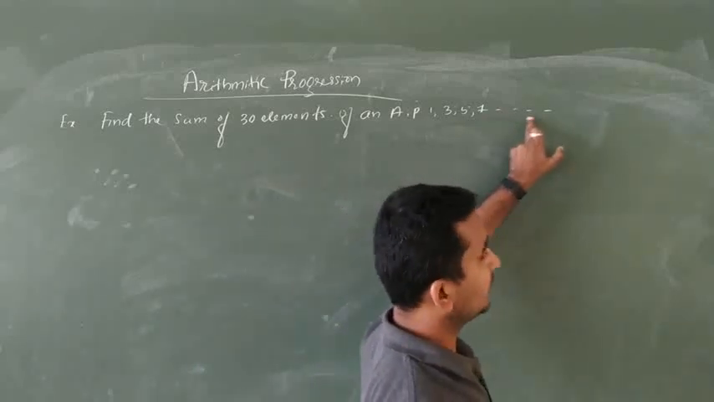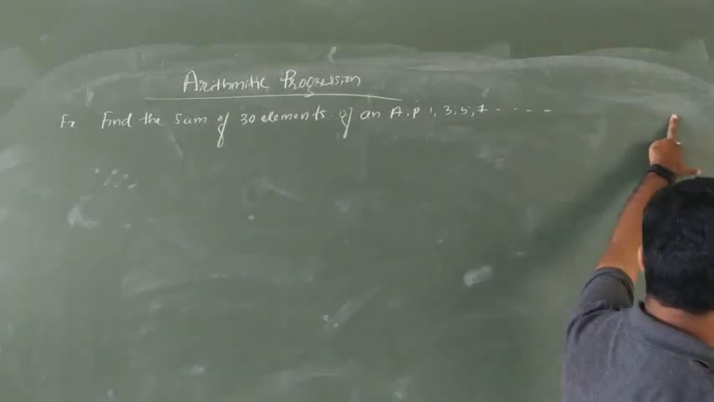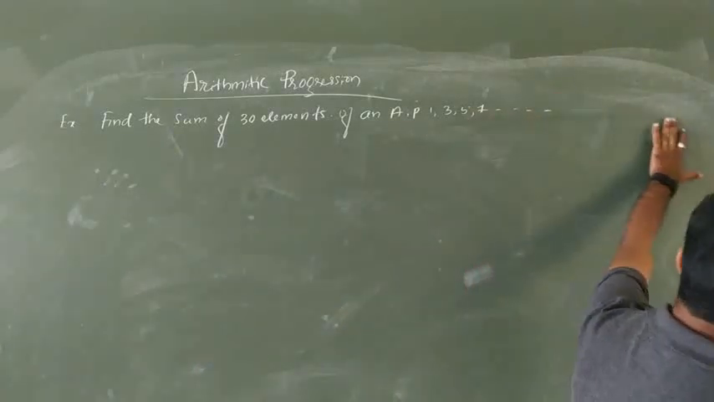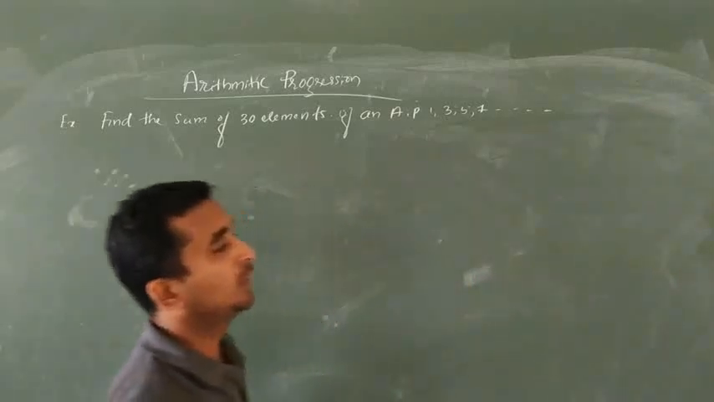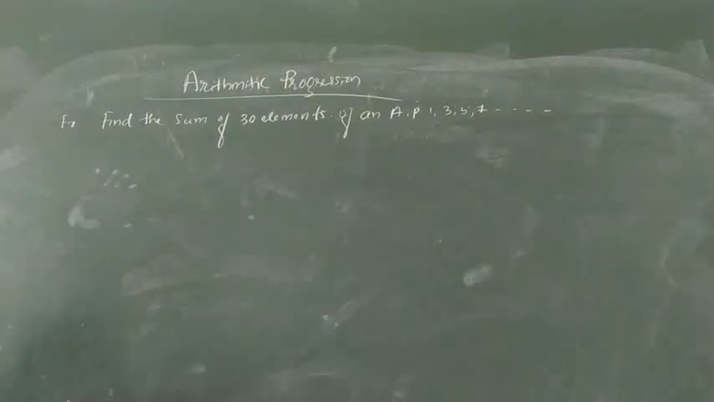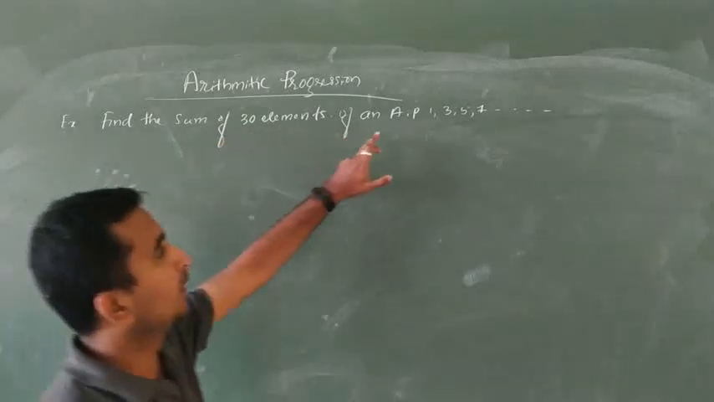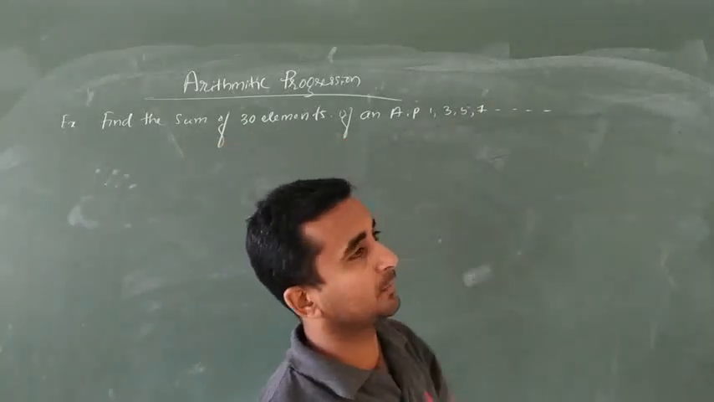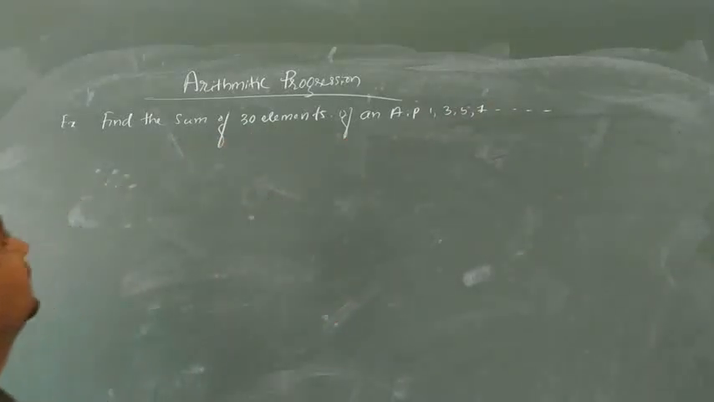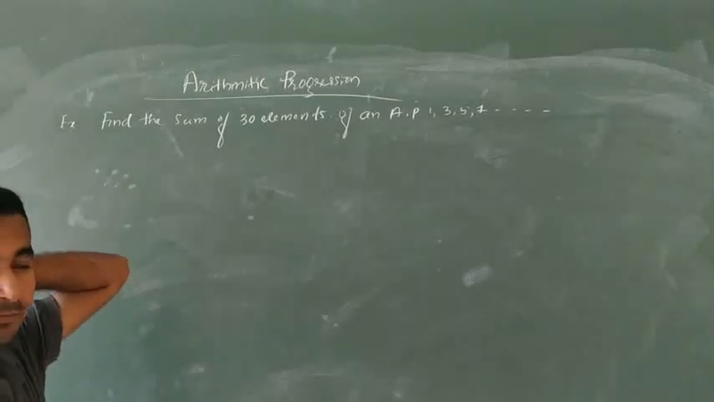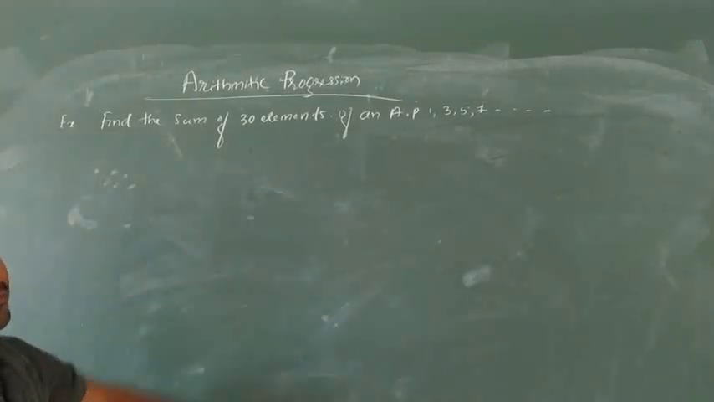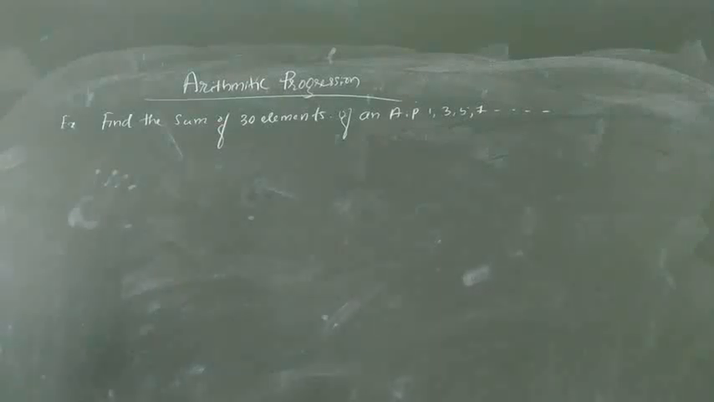If we keep on writing this series up to 30 elements and add all those elements, it will take some time with a simple method like 1 plus 3 plus 5 plus 7 plus 9 and so on up to 30 elements. But by using the sum of the first n elements formula, we can find it within 2 or 3 steps.